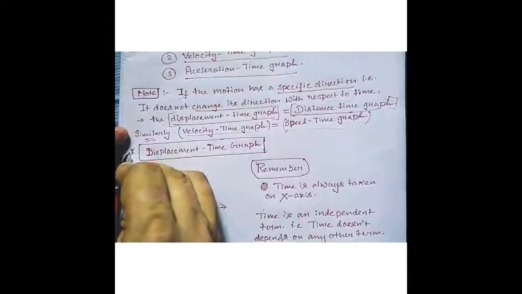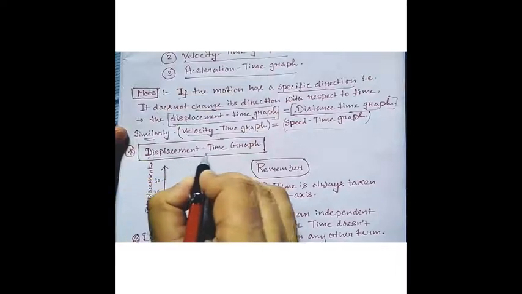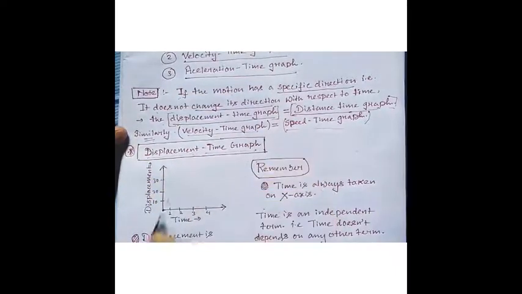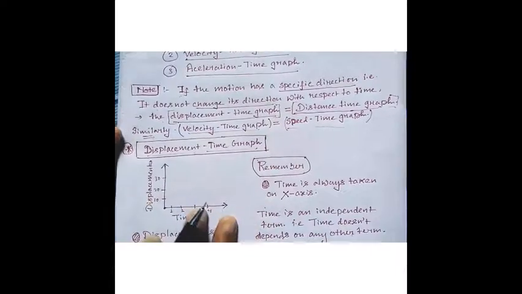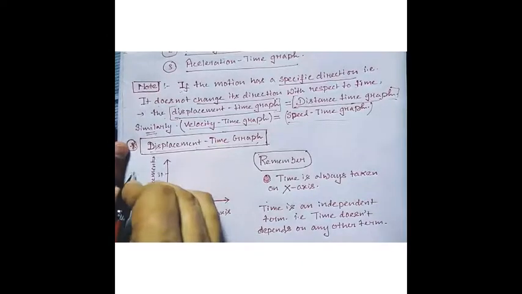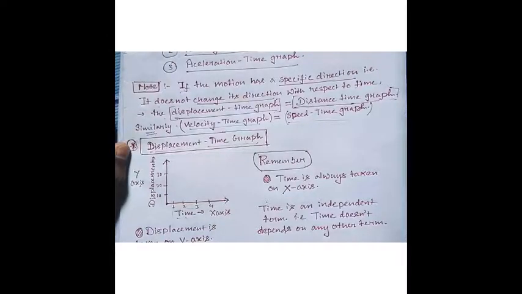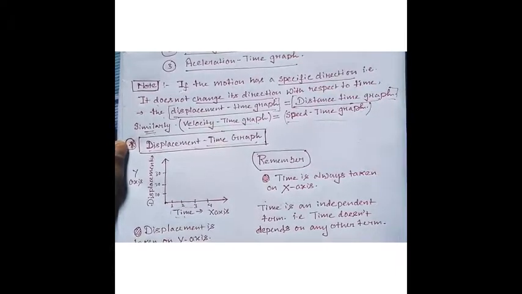First of all, I would like to show you the displacement time graph. Here it is, the graphical representation, and this is the x-axis and this is the y-axis. Time is taken on the x-axis, and displacement is taken on the y-axis. So this is the proper graphical representation of the displacement time graph.